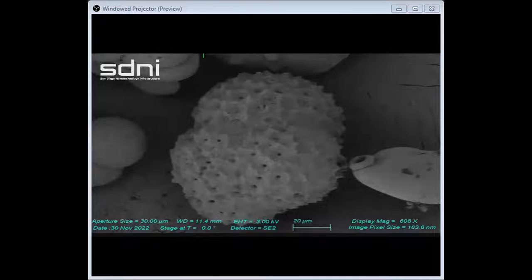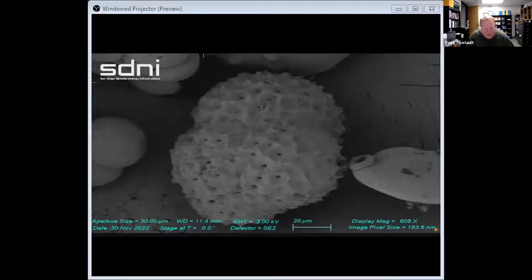We have a question in the chat. Are we looking at corals? These are not corals. They are actually small pieces of prehistoric phytoplankton and zooplankton.